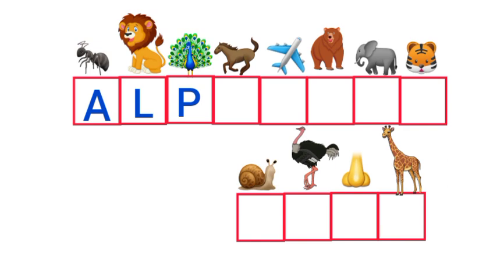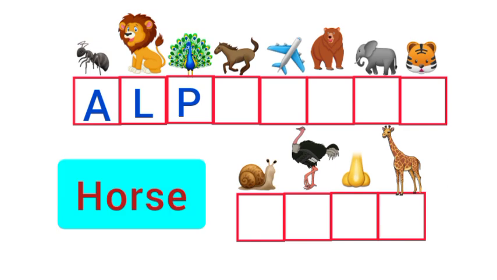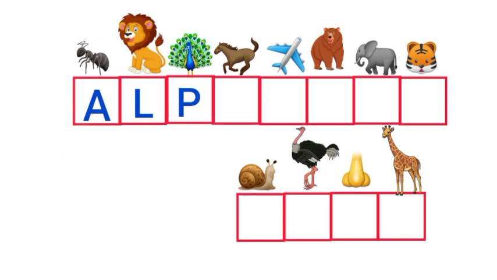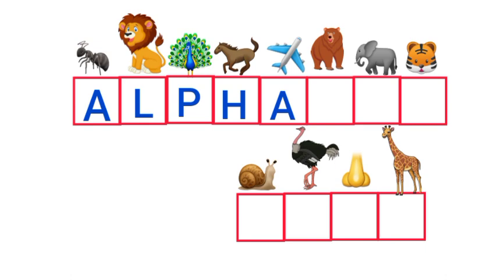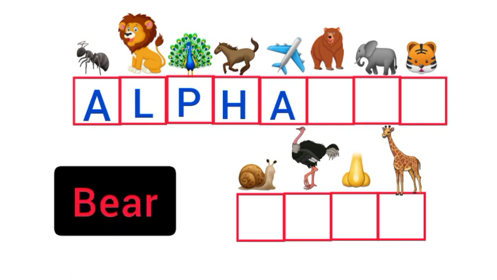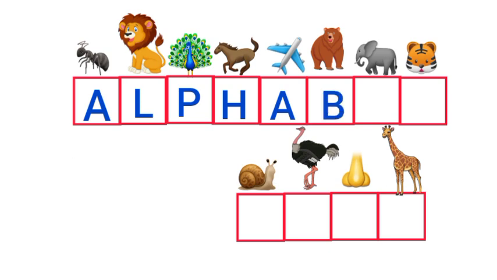Which is this animal, boys? Yes, it is a horse. So, we will write H in the box given. Which is this picture? Yes, it is of an aeroplane. So, we will write A as the word aeroplane begins with the letter A. Which is this picture? Yes, this picture is of a bear. So, we will write B in the box given.